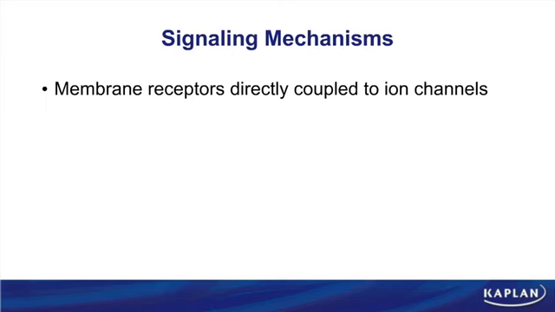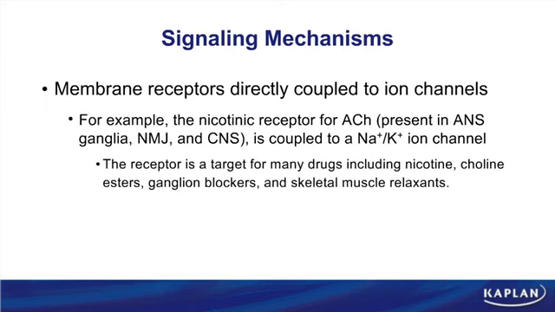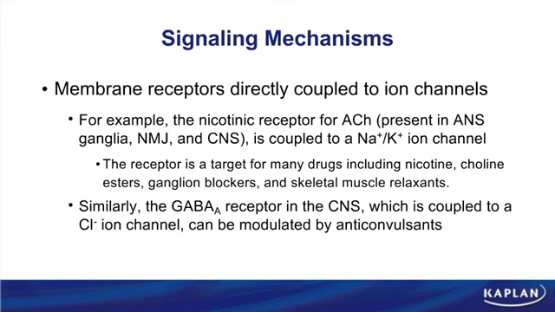Some examples of ion channel coupled receptors: nicotinic receptors. When acetylcholine stimulates a nicotinic receptor, you're going to see the opening of a sodium and potassium channel, where sodium goes into the cell and potassium is going to exit the cell. Another example would be GABA A receptors. When you stimulate those GABA A receptors, they're directly coupled to chloride channels, and a number of drugs can modulate that activity.